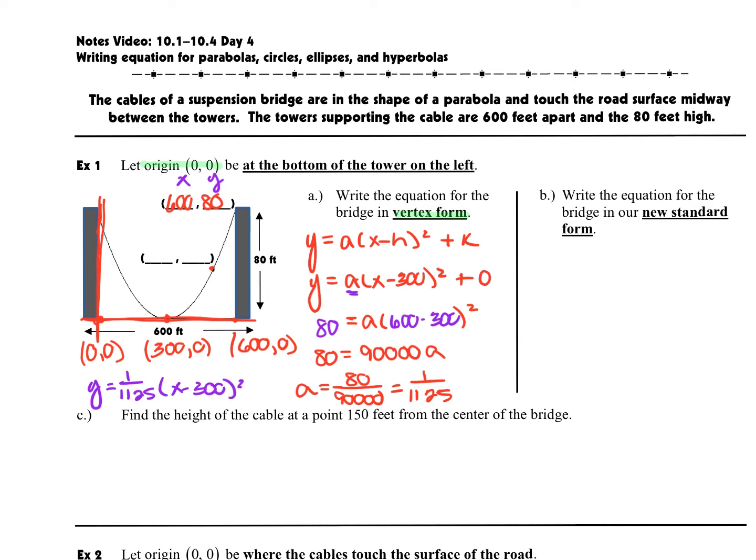Now, taking that form, I'm going to write it up here on our part B. I'm going to take that form up here and rewrite it. Y equals 1 over 1,125 x minus 300 squared. We can actually rearrange this if we wanted into our new standard form by simply multiplying both sides by that 1,125.